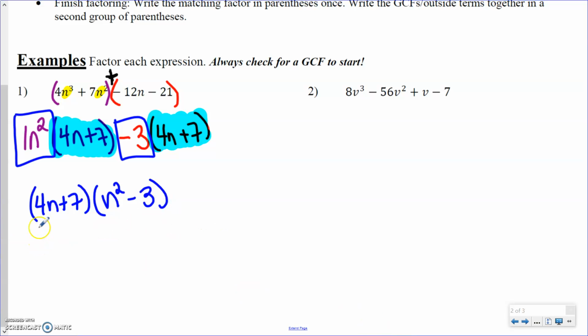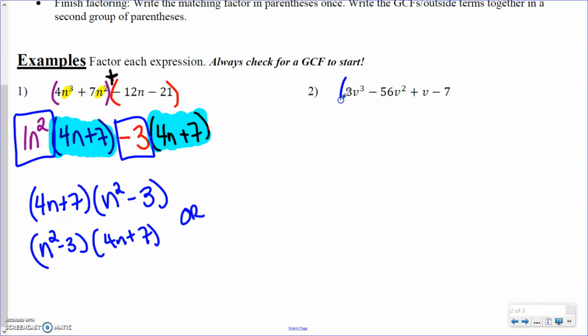This is your factored form. The groups can be switched: n squared minus 3 times 4n plus 7. This is the same as the top one, okay, one or the other. And then to check it, we can multiply it all out.